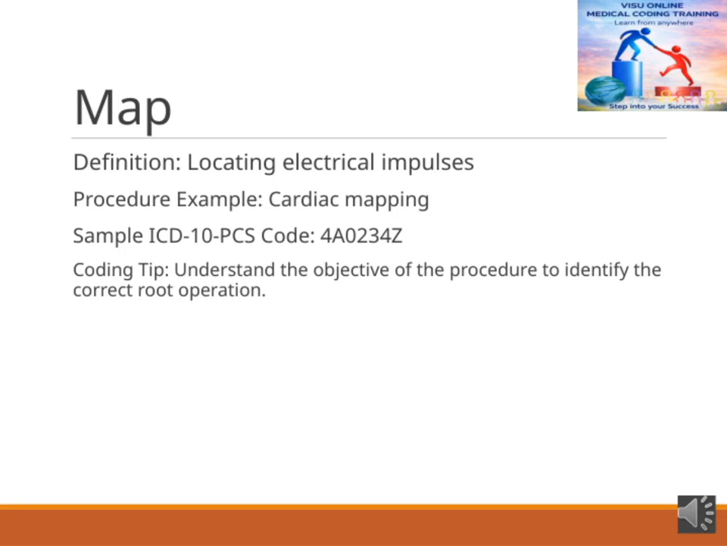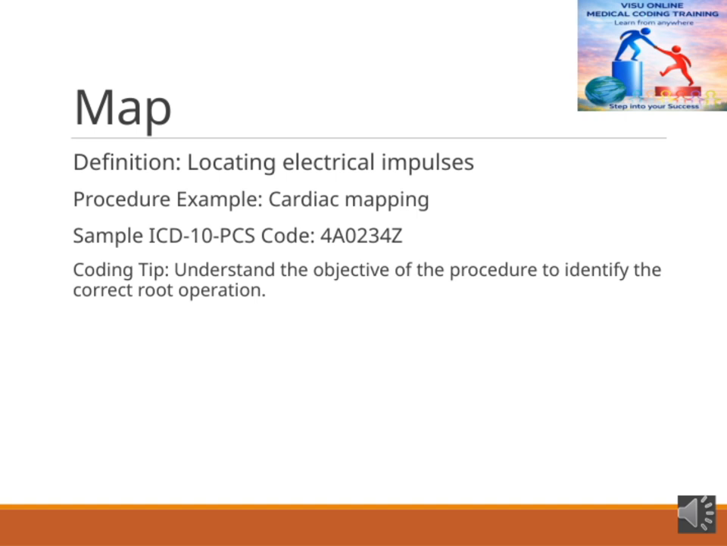Now, let's look at the key concept of locating electrical impulses, which is fundamental in many cardiac procedures. This process is known as cardiac mapping, where we identify the specific electrical activity within the heart. For example, during cardiac mapping, a device tracks the electrical signals to pinpoint abnormal pathways or areas that may be causing arrhythmias. An example of the coding for this type of procedure is the ICD-10 PCS code 4A0234Z.